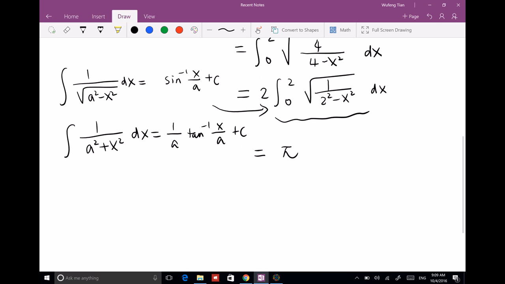So today we're going to continue with the trig substitution. This is section 8.4, trigonometry substitution.